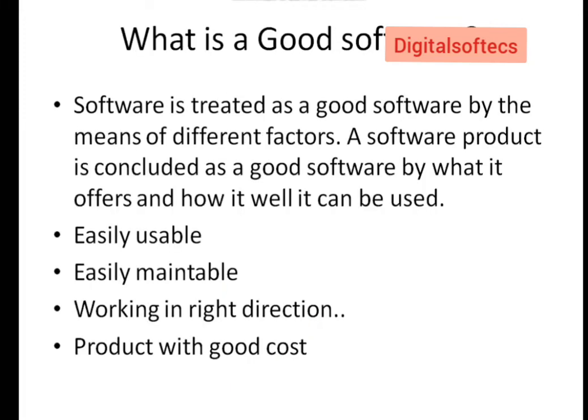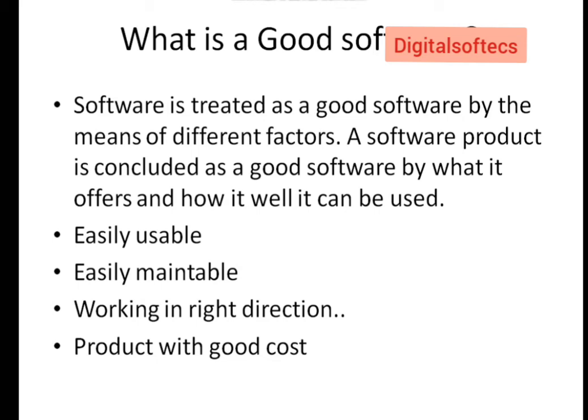So what is a good software? When we want to develop a quality software, a good software, what kind of attributes are really very important? Software is treated as good software by means of different factors. A software product is concluded as a good software by what it offers and how it can be used. So what the software offers to us and how we will use it.